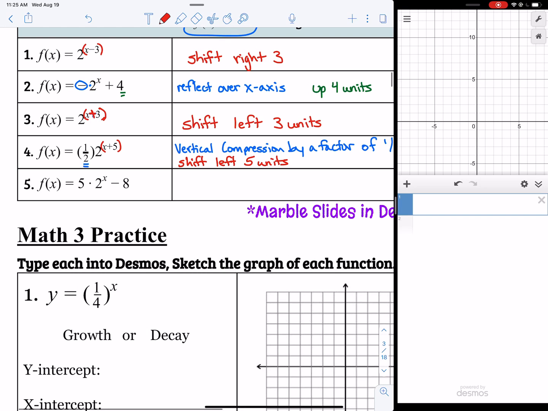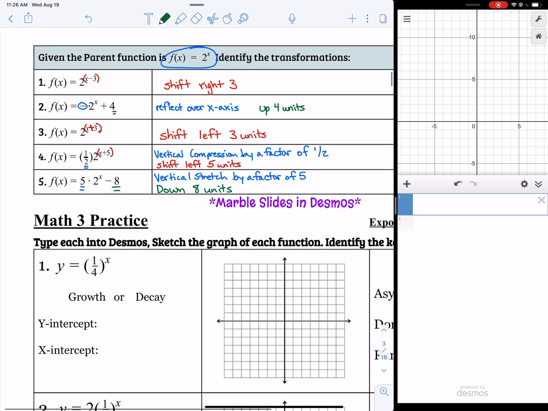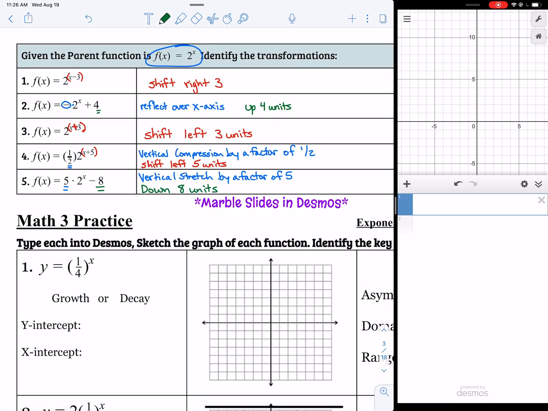All right, and then number 5, we have a 5 out front. So our a value is definitely greater than 1. So it's going to have a vertical stretch by a factor of 5. But then we also have -8. So -8 is not in a grouping symbol, so it makes our graph go up or down that amount. And so it's going to shift our graph down 8 units in this case. Okay, so that's it for a few examples of how we can identify the transformations on exponential functions.